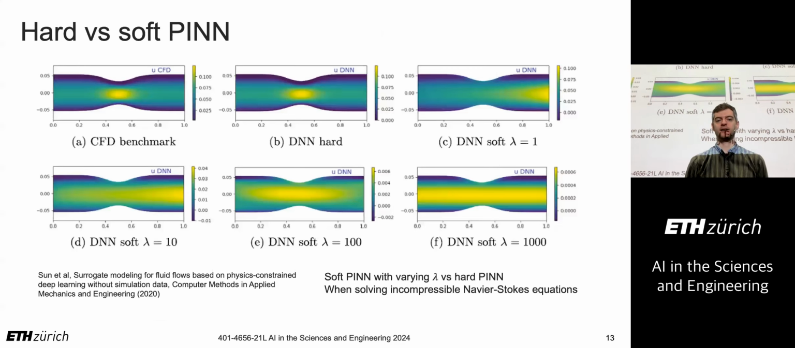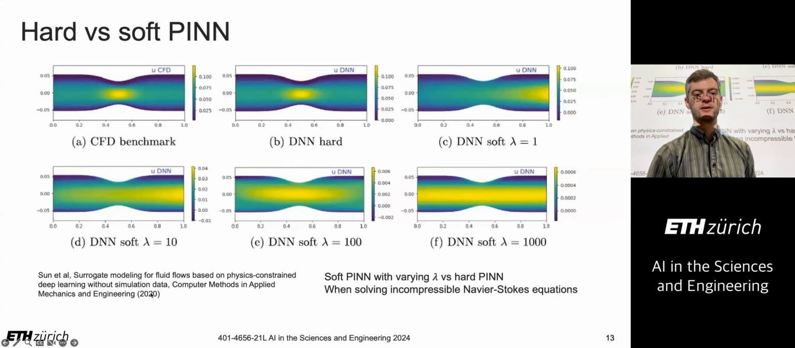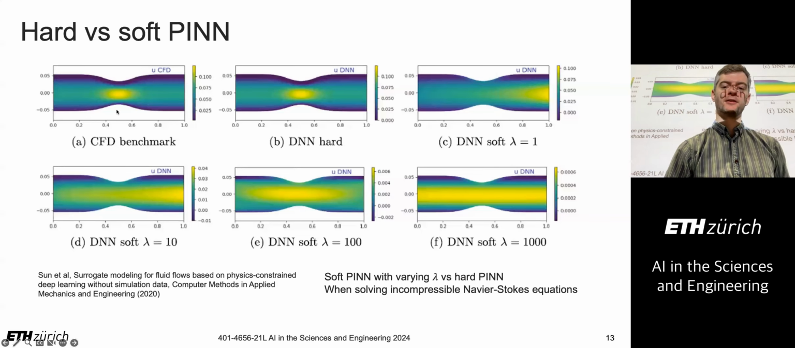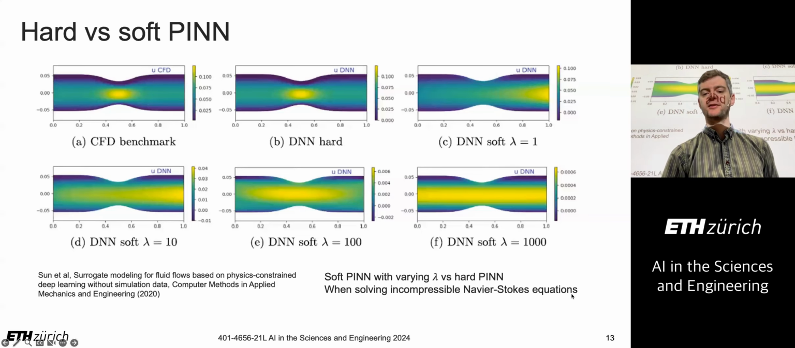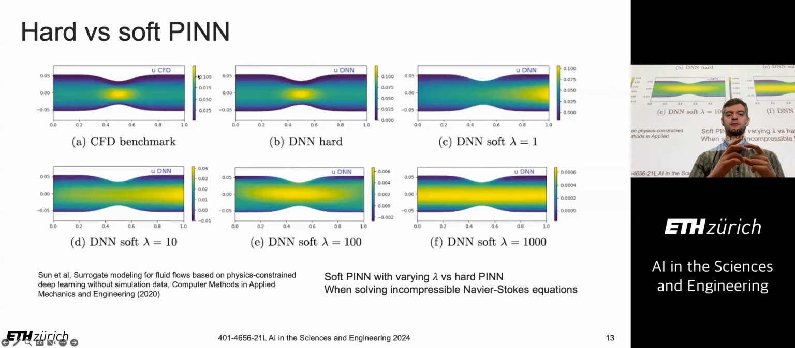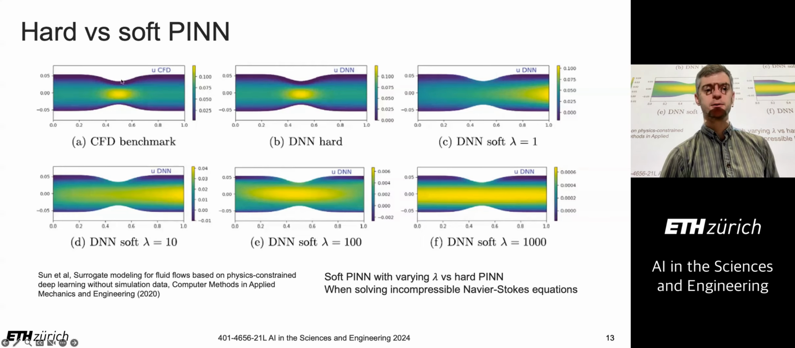And it turns out this can definitely help for a lot of problems. So this is a paper where we're solving fluid flow. I think this is the incompressible Navier-Stokes equations through a pipe, but the pipe is constrained in the middle. So it narrows in the middle, and you get a speed up of the flow.